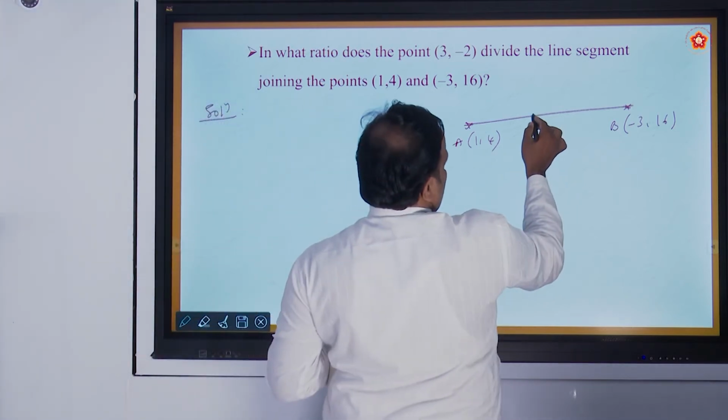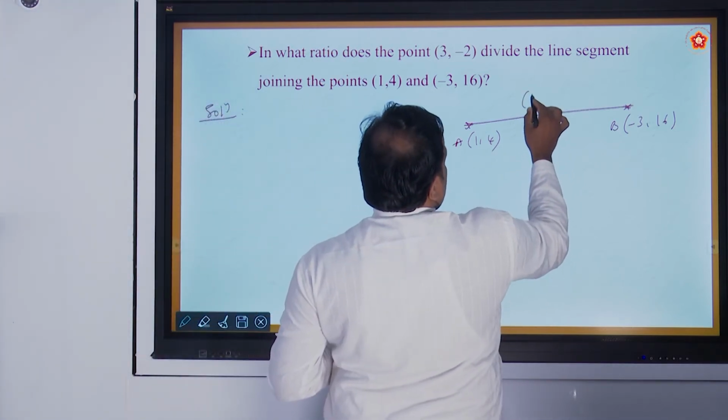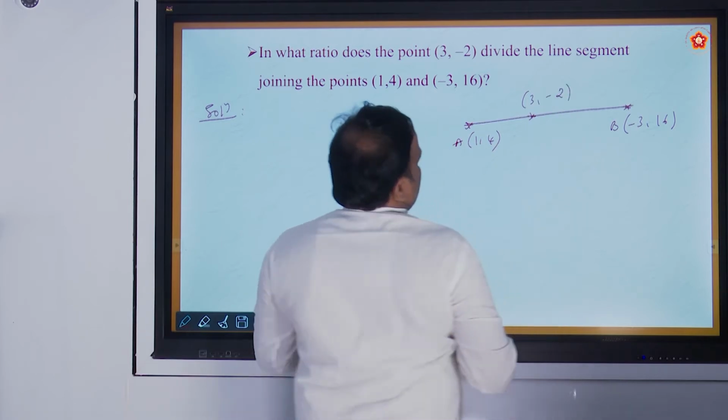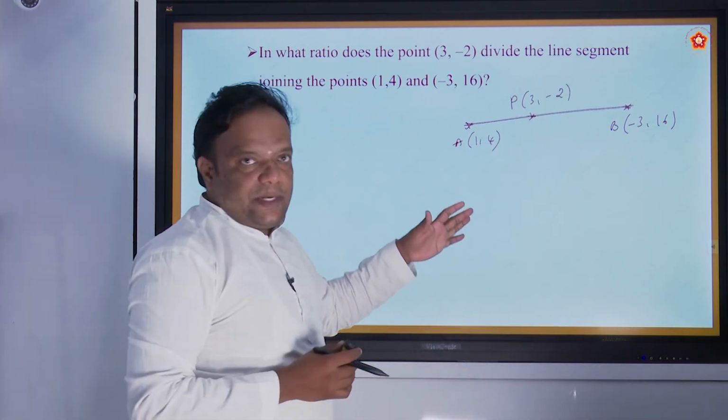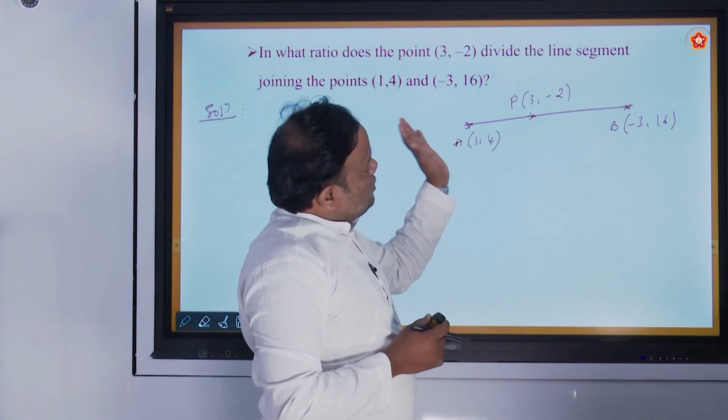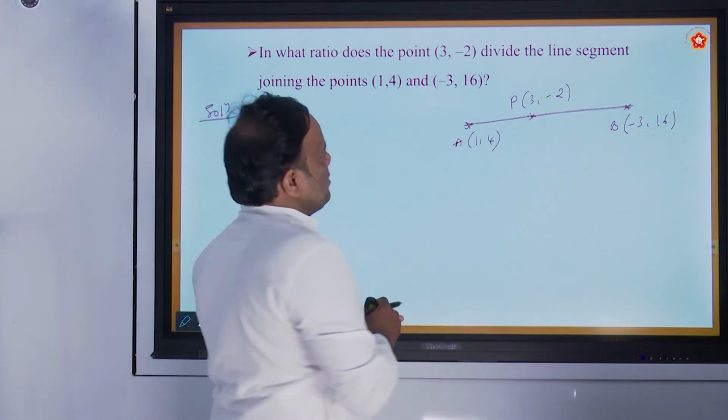The section point is also given here: the point 3 comma minus 2. Give it the name P. P (3, -2) divides the line segment joining the points A and B. So you have to find the ratio.